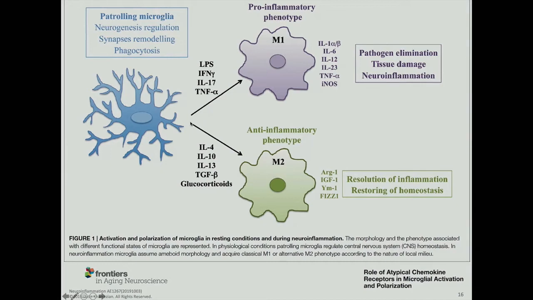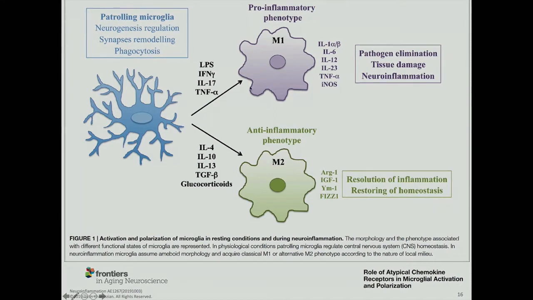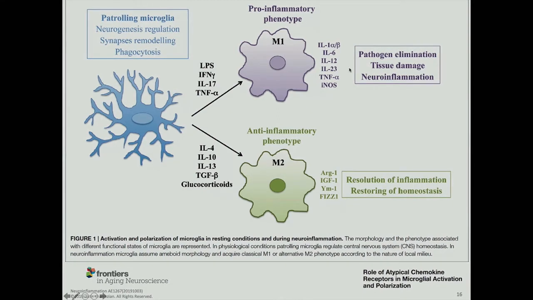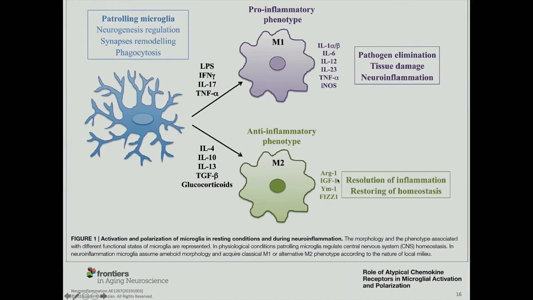And right away, what you'll see is their morphology changes. They lose their legs. They are now enlarged. And at this point, they stop moving. They stay in the area of the injury or where they got activated. And the M1 type is involved with causing neuroinflammation, and they create an inflammatory response. And then the M2 type is involved with an anti-inflammatory response.